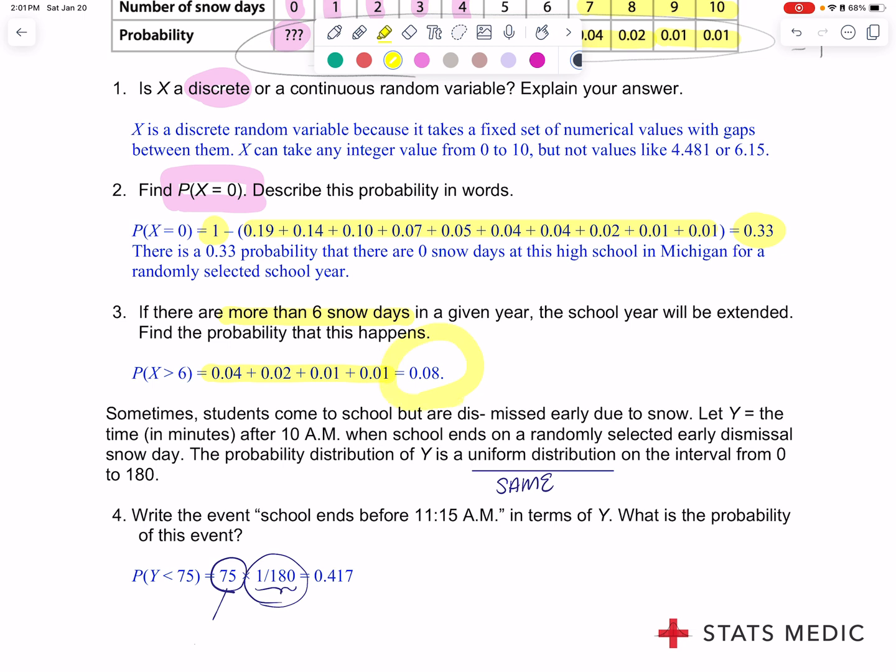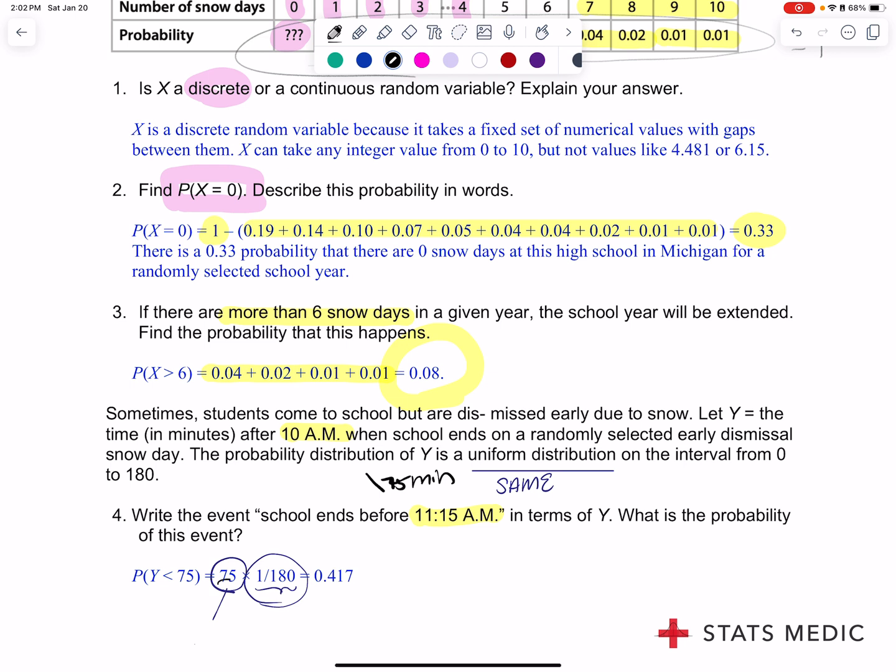And then the next one says, write the event that the school ends before 11:15 a.m. Well, this here is telling you 10 a.m. is when it's considered a late start. And so 11:15 a.m. is 75 minutes after 10 a.m.